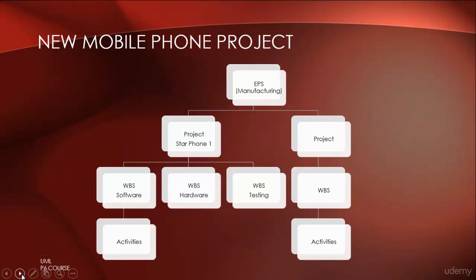Here you can see in this figure I have shown you how projects are structured in Primavera P6. Let's say we have an EPS manufacturing and under this EPS we have various projects. And say one project we have is the Star Phone 1. Under this project Star Phone 1 we have different WBS of software, hardware and testing, and under each WBS we will have different types of activities.